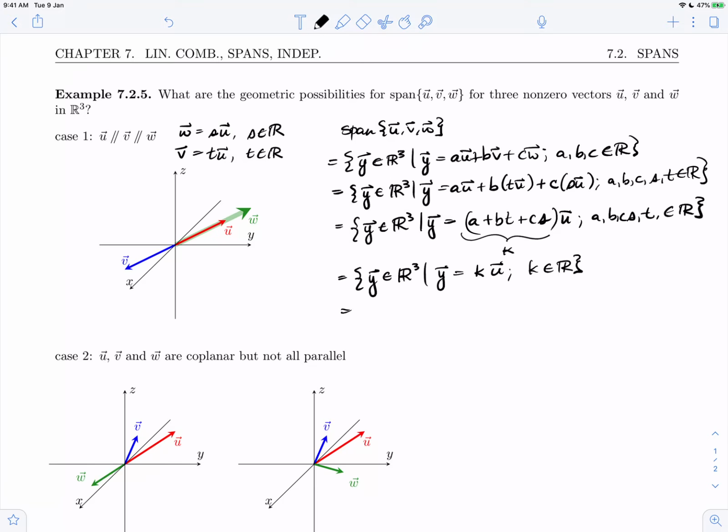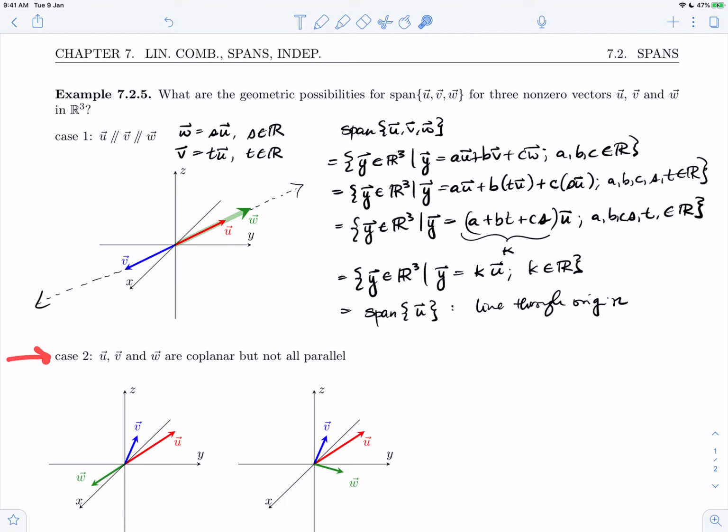Well, we know what that is. We explored that in the previous video. That is exactly the definition of the span of vector u. And the span of vector u, when u is non-zero, is a line through the origin in three-dimensional space. Just as in the previous video, if we take linear combinations of these vectors, we end up with vectors which are really just multiples of u. So in the first case, where the three vectors are all parallel, the span of u, v, and w yields a line through the origin.